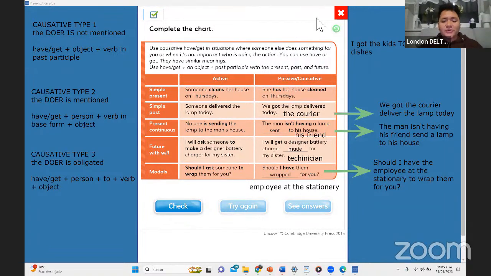Okay, very well. So then we will continue tomorrow. And we will check the vocabulary for the unit. Today we checked grammar, but tomorrow we're going to check vocabulary.